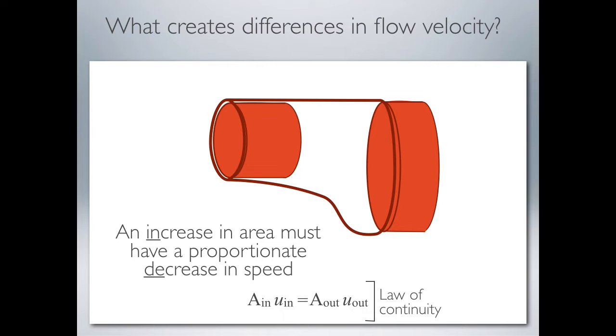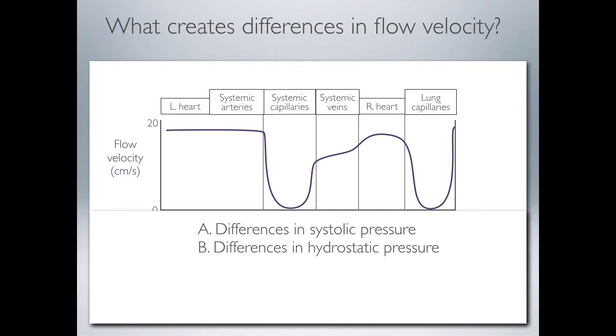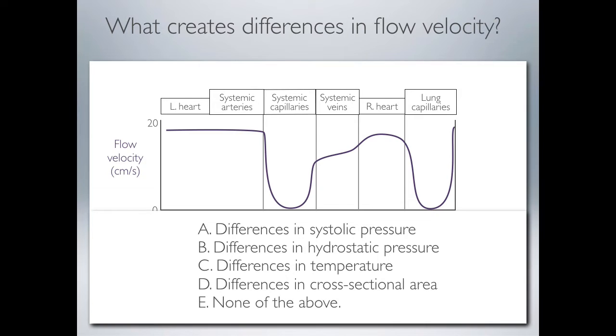So that brings us to the clicker question, which is posing the question that we laid out with these possible answers. What creates these differences in flow velocity that we see in this graph? A, differences in systolic pressure. B, differences in hydrostatic pressure. C, differences in temperature. D, differences in cross-sectional area. And E, none of the above.